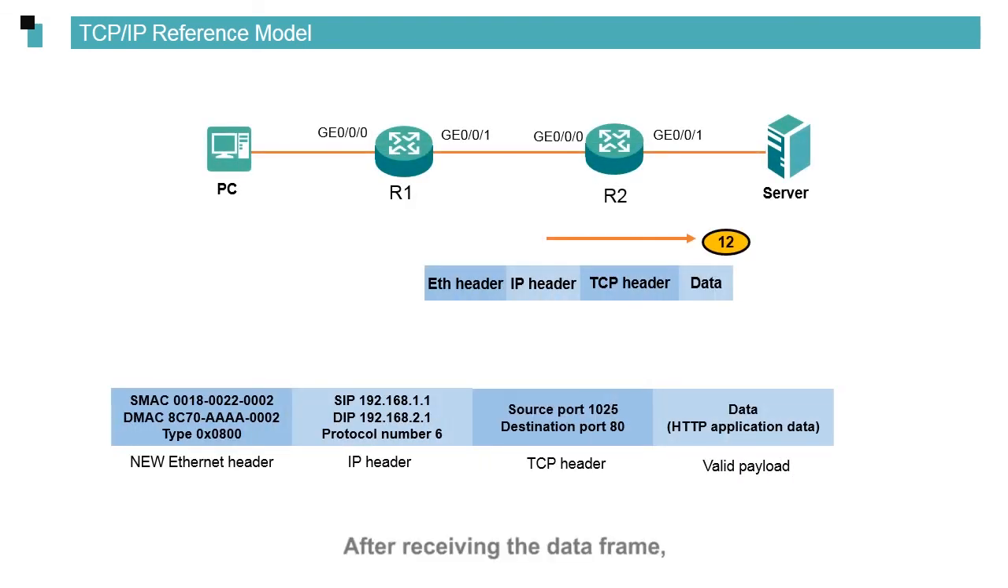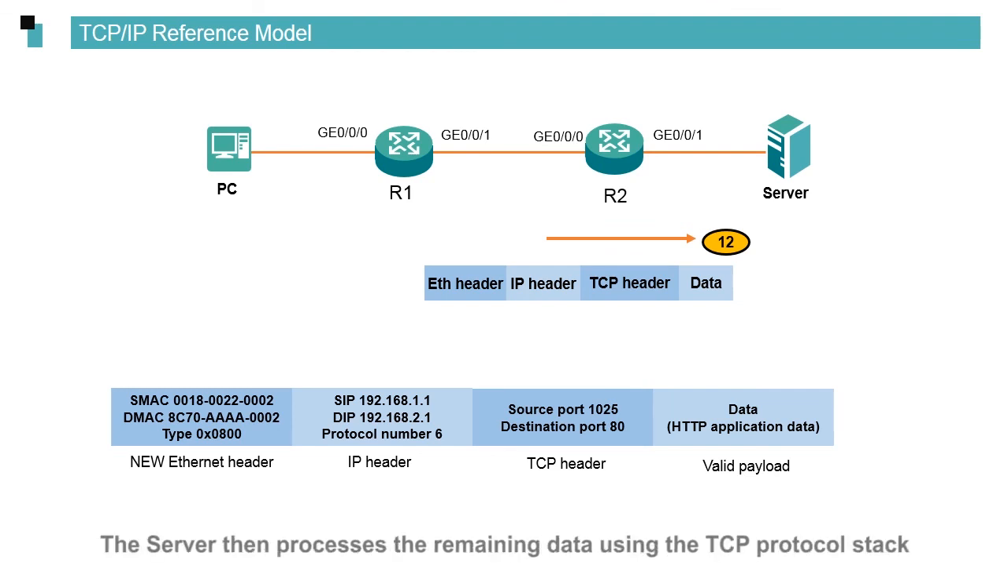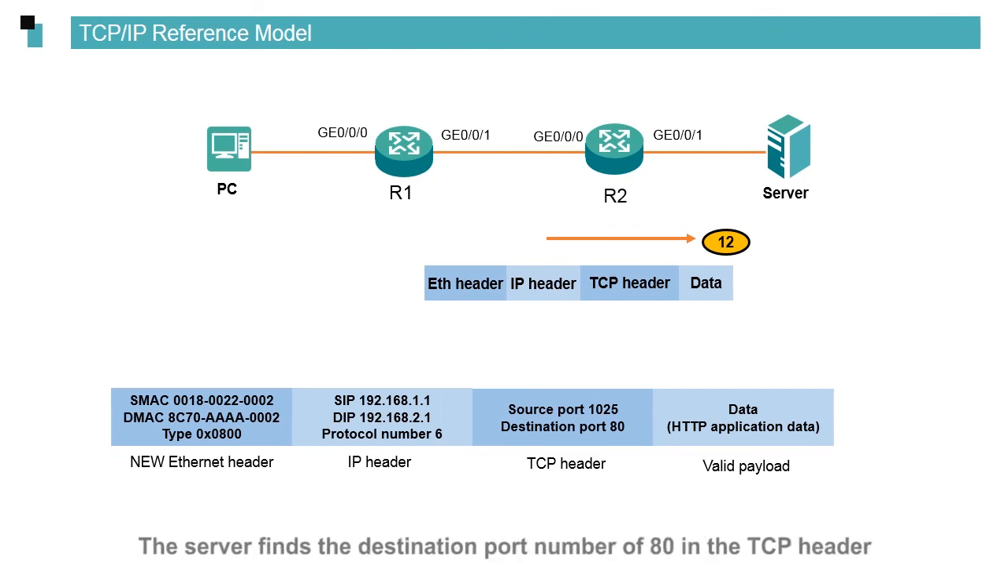After receiving the data frame, the server checks the frame header and finds the destination is its own MAC address. The server removes the frame header and processes the remaining data using the IP protocol stack. The server finds that the destination IP address is a local IP address and removes the IP header. The protocol number field reads 6, indicating that a TCP header follows the IP header. The server then processes the remaining data using the TCP protocol stack. The server finds the destination port number of 80 in the TCP header, removes the TCP header, and sends data to the HTTP process.